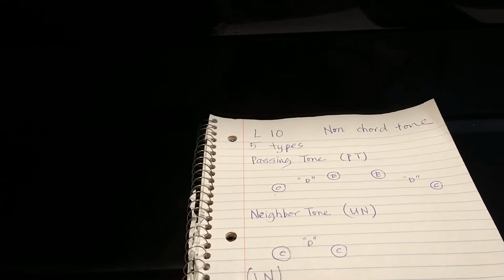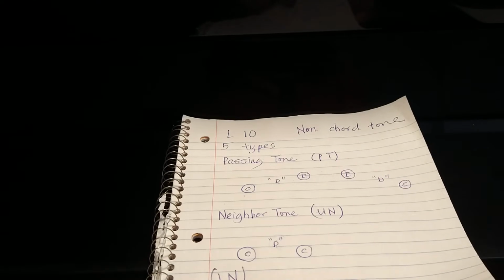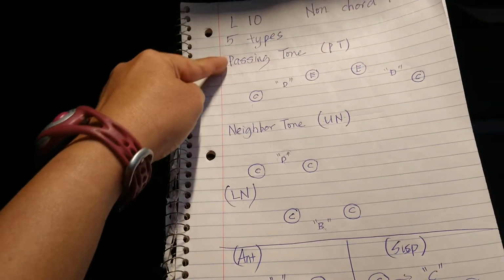The second video of level 10 non-chord tone. Later I'm going to give you some examples, but we talk about 5 types: passing tone, upper neighbor, lower neighbor, anticipation, suspension. The last one is actually 6 types, so I'm going to erase this 5 and write 6 over here. The last type is called appoggiatura.